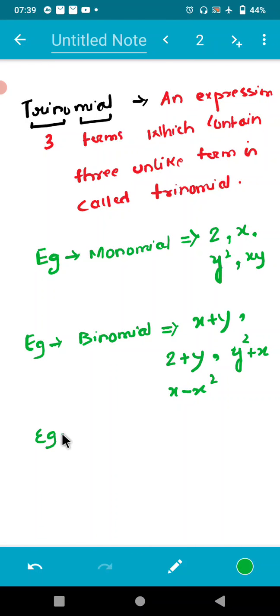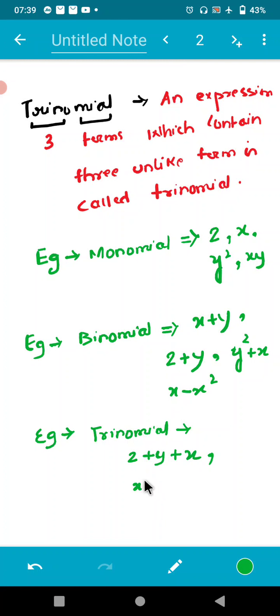So now let's see some examples for trinomial. So three unlike terms should be there. Suppose 2 plus y plus x. See, all the terms are not matching, they are all unlike. And in this expression how many terms do we have? 1, 2, 3, 3 terms. That is the reason we are calling this a trinomial.